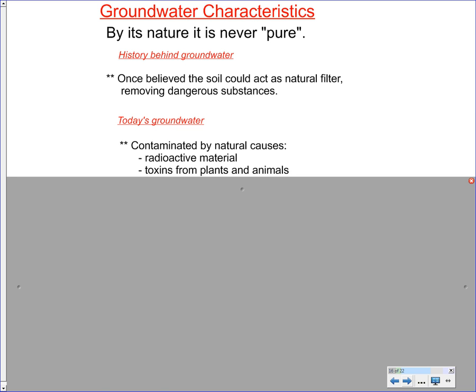It's also contaminated from toxins like animals and plants. What type of toxins from plants? Decaying plants? Decaying plants, very good. Poison ivy. Poisons from plants. What about animals? Dead animals.